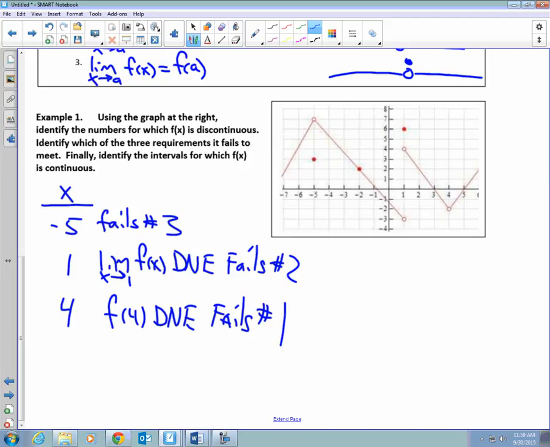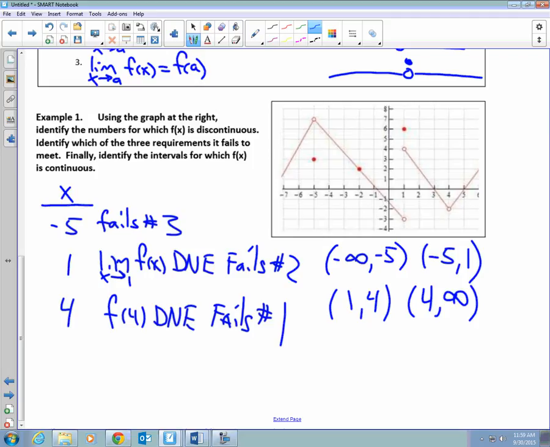Okay, so the intervals on which it's continuous, I guess we would say from -infinity to -5, but we would have an open bracket on -5 because we got an endpoint there. And they would be continuous from -5 to what? To 1, but we would have an open bracket. And then from 1 to 4, and then from 4 to infinity. Sure, you could.